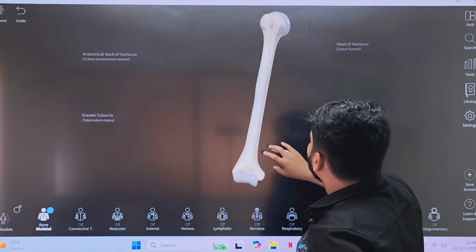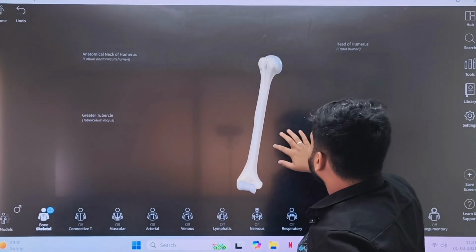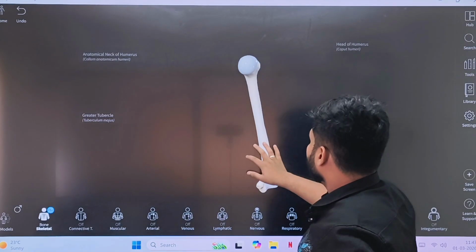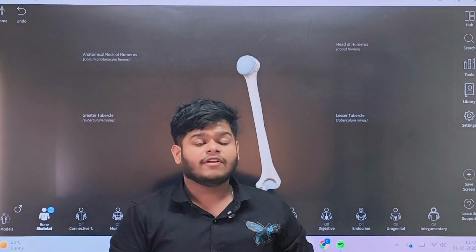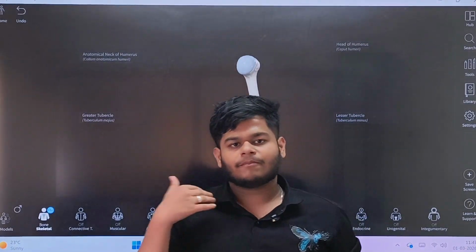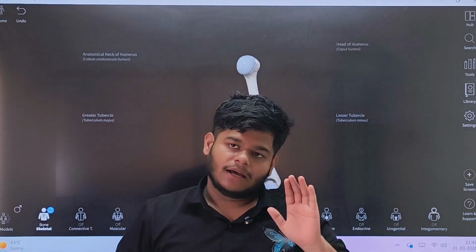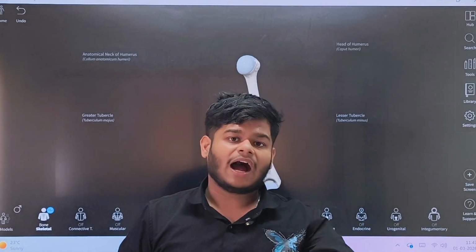This was all about the humerus. The humerus bony part is over. In the next session, we will study the humerus muscle attachments and ligament attachments and their arteries also.